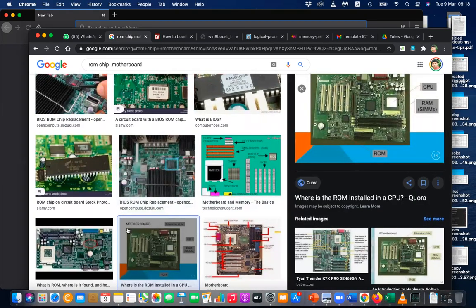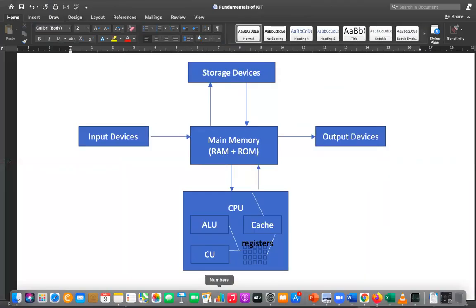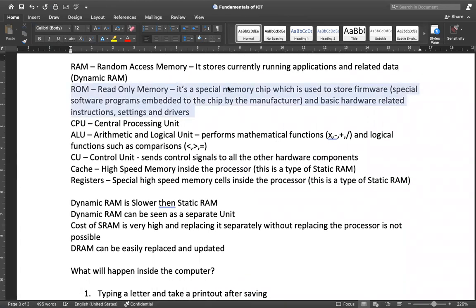Likewise, in different motherboards, you can see there's a separate chip, right? That is called ROM or ROM BIOS. ROM means read-only memory that has the program stored by the manufacturer. It's a special memory chip which is used to store firmware. Firmware means stored by the manufacturer at the manufacturing plants. There is special software stored by the manufacturer.